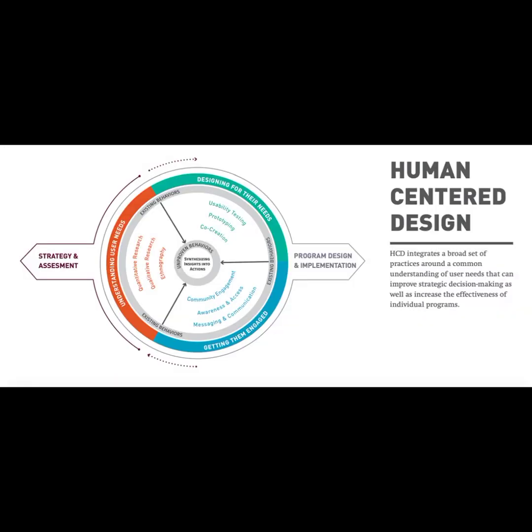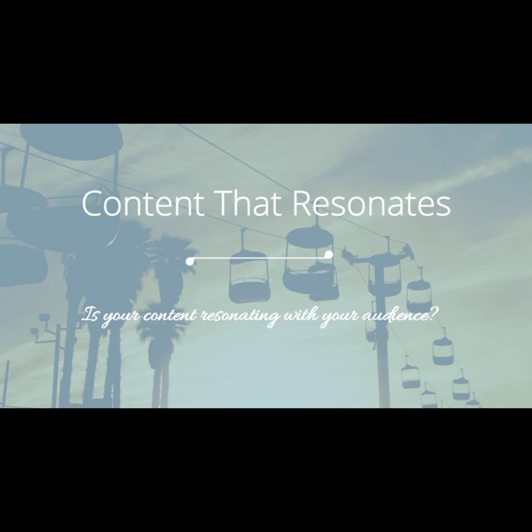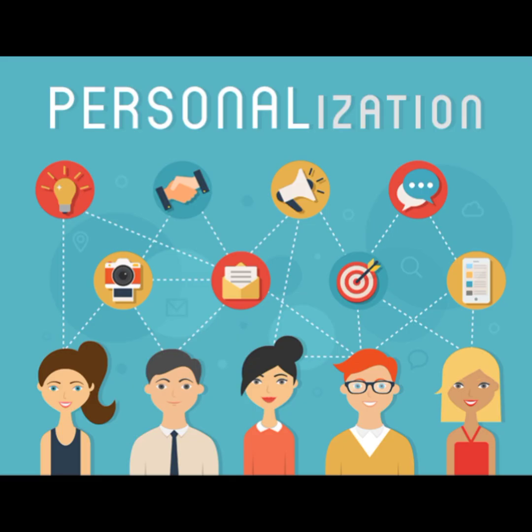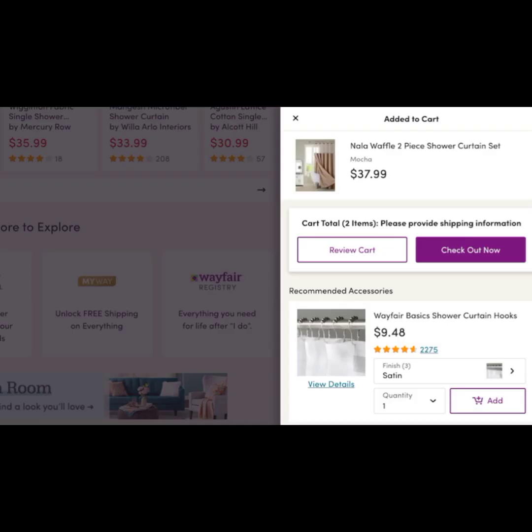So first one is human-centered design. Using this principle to ensure your website is created around the user needs. Secondly, content that resonates. Use language and images that speak to their needs, desires and address their pain points. Third one is personalization. Use personalization to make the user feel seen and understood. This includes personalizing content based on user behavior and recommending products.